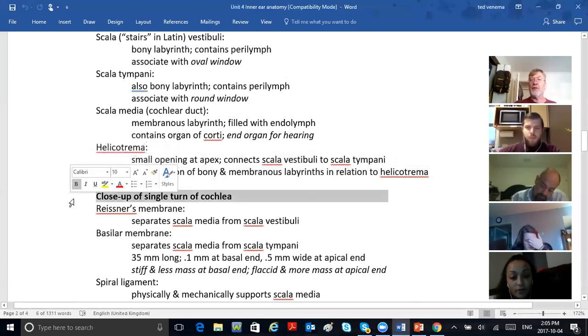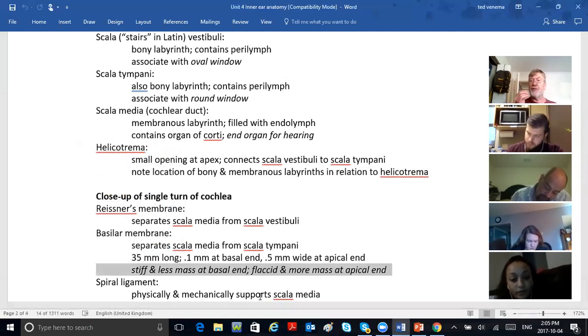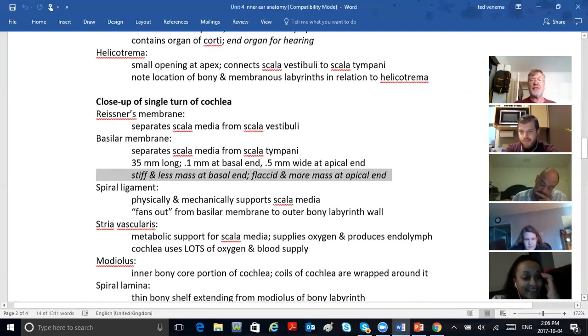Okay. Close-up of a single turn of the cochlea. We saw Reissner's membrane. We saw basilar membrane. And note, look what I wrote in italics here. So you know we need to know this. Stiff and less mass at the basal, fat end of the cochlea. Flaccid with more mass at the apical end of the cochlea. So it's exactly backwards to what you would think when you look at the skinny tip apex versus wide base. It goes exactly backwards.